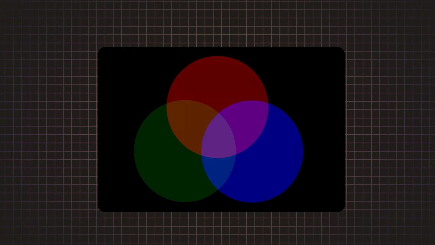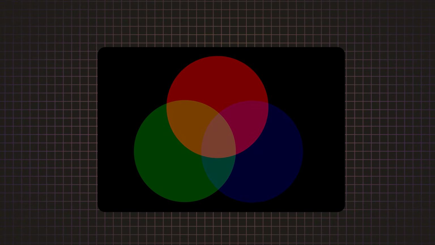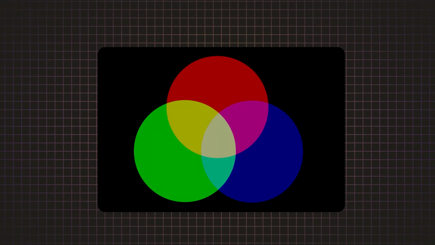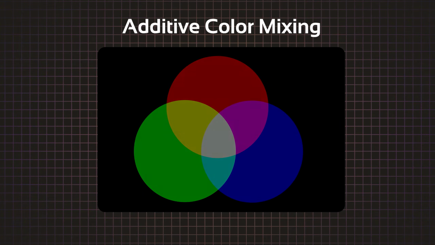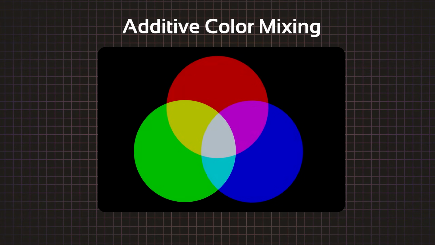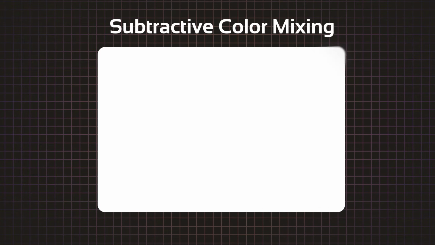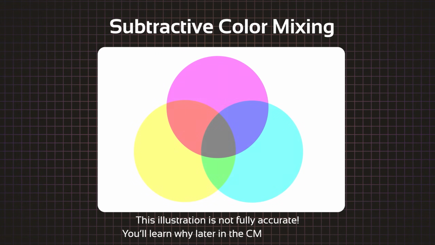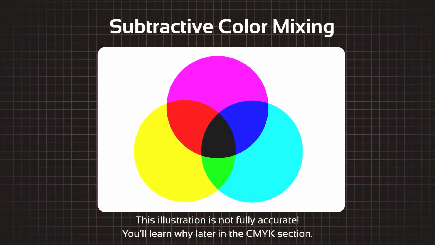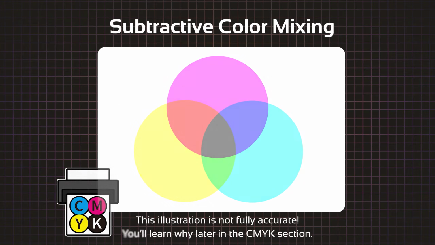Combining those three colored lights in different amounts creates all the colors you can see on your screens. This is called additive color mixing, because by adding all three colors together, you get white. And if you have none of them, you are left with black, since there is no light at all. Subtractive color mixing, on the other hand, is used with physical paints and inks. You start off with a white surface and make it darker by adding more colors. This will become more relevant later on when we talk about CMYK.